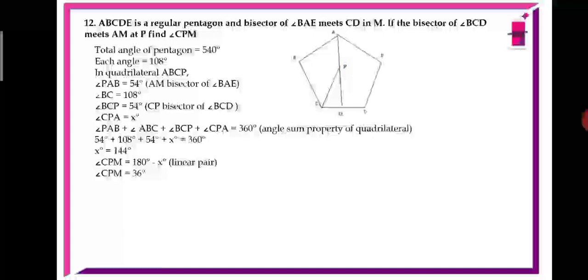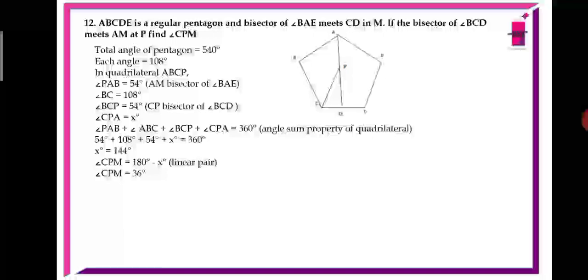In quadrilateral ABCP, we know angle B has 108 degrees, and PA and PC are the bisectors of angle BAE and angle BCD. In the question it is given that the bisectors of BAE and BCD meet at a particular point. So AP is the bisector of BAE and CP is the bisector of angle BCD. Therefore, angles PAB and PCB will be 54 degrees each, and CPA is X.